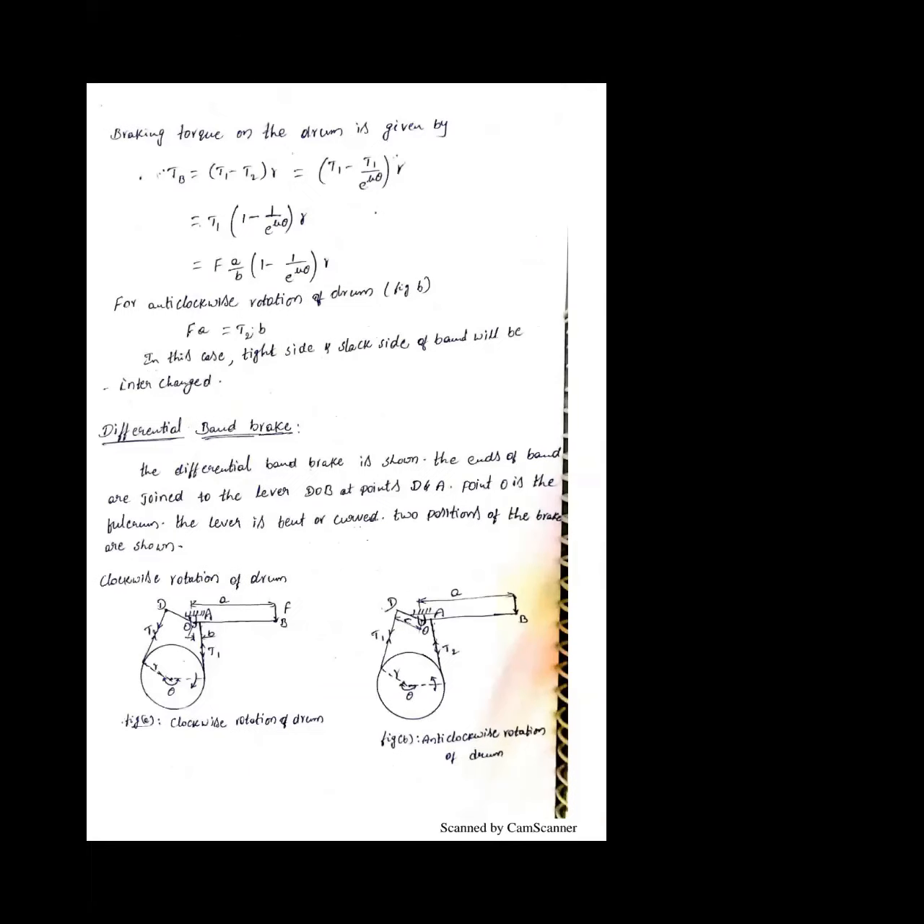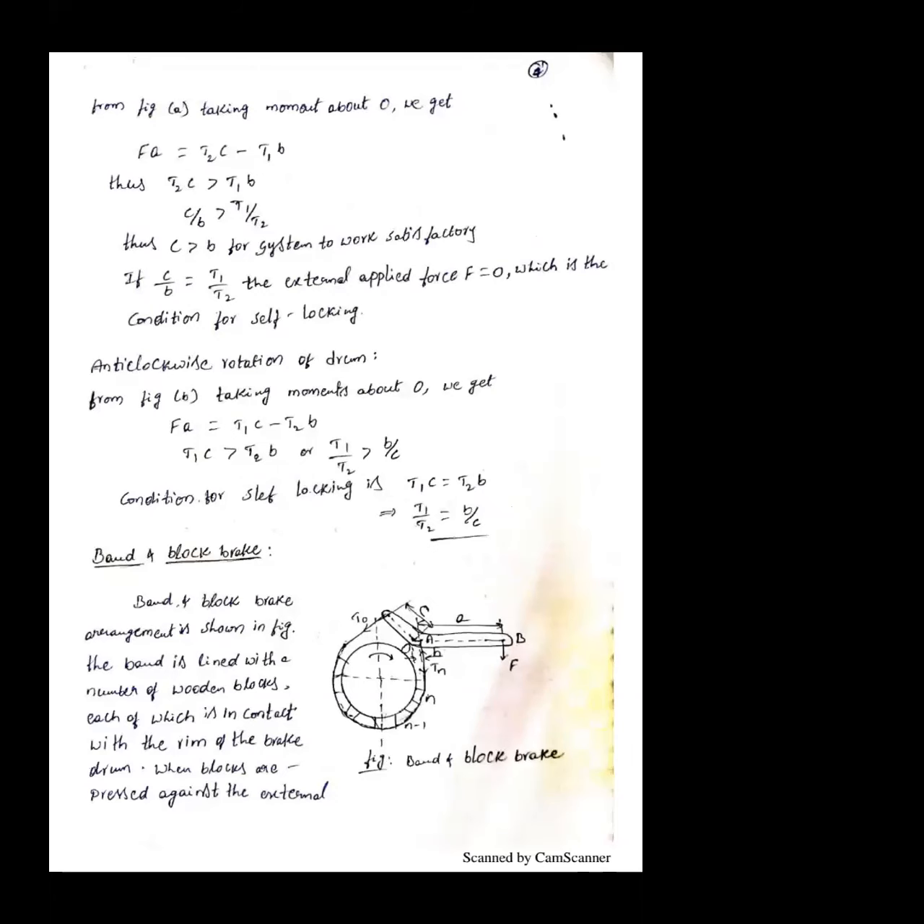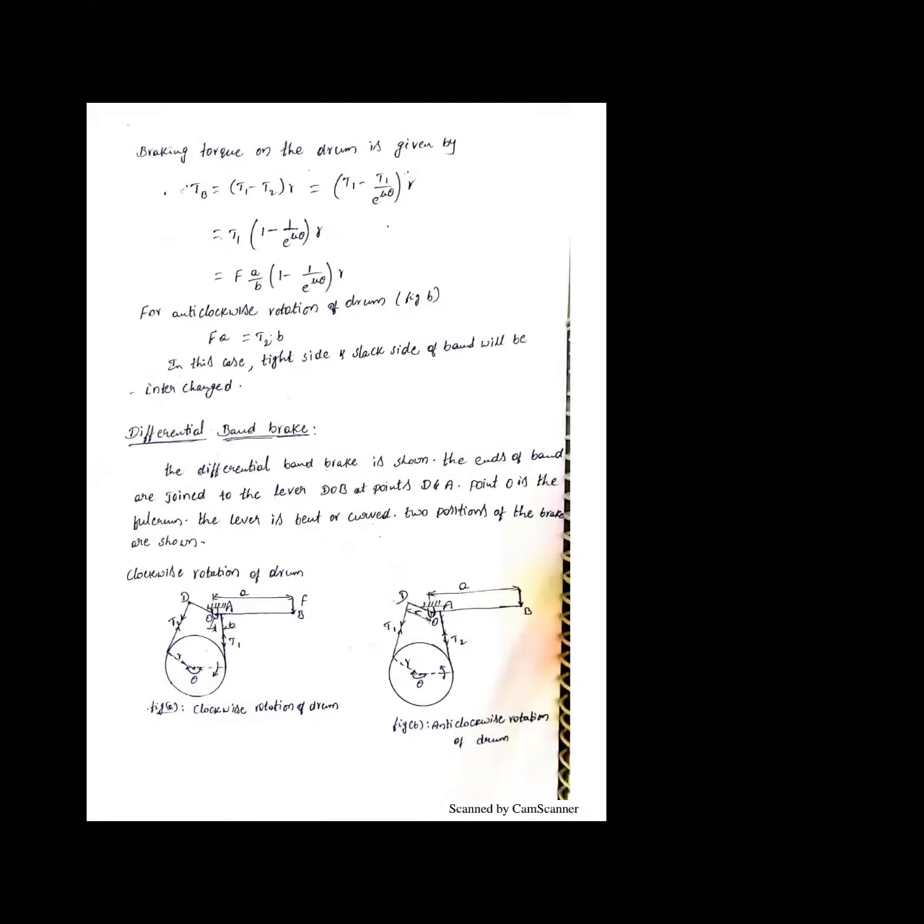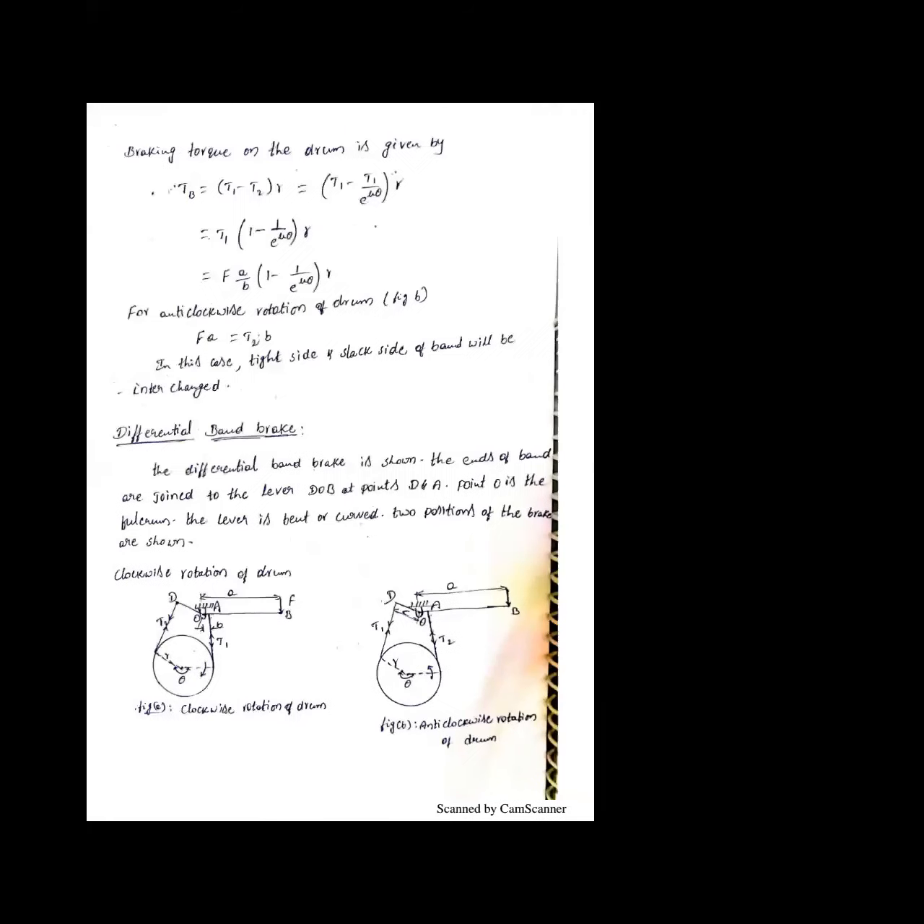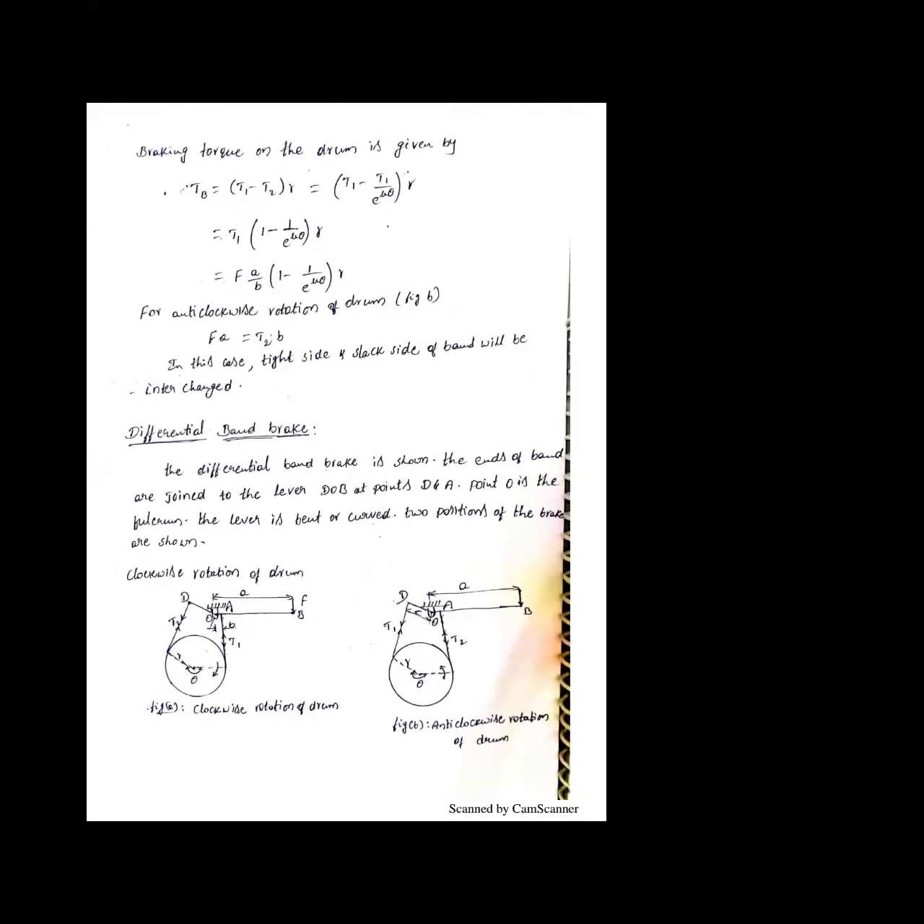Now let us see the derivation. Taking moments about O, we write the forces in the direction of rotation on one side and the other forces on the other side. So FA plus T1B minus T2C equals 0.